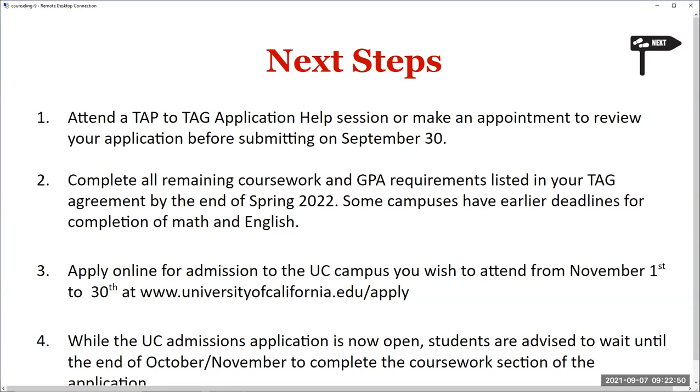Apply online. Can't reiterate that enough. The application is now open. The application opens on August 1st and it closes on November 30th, but we ask you to submit it closer to mid to end of November, just because that's when you're going to be registering for your classes, so that we can really know what you're going to be taking in spring and it is valid on your application.